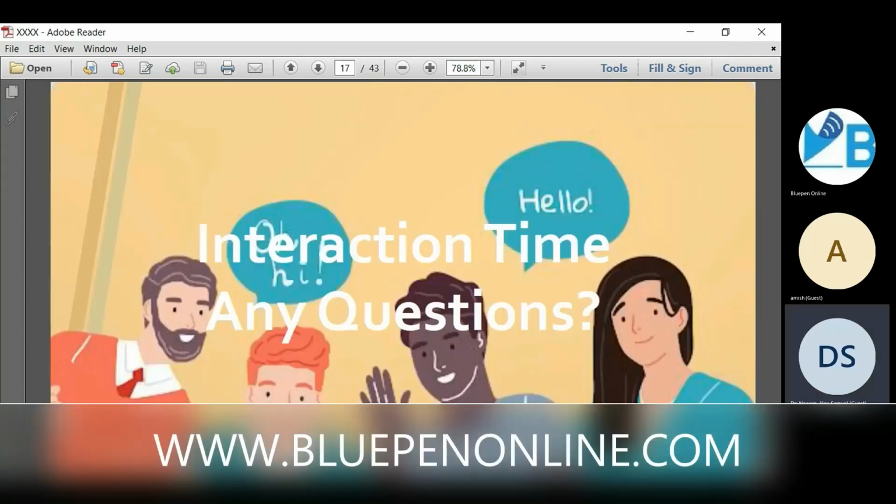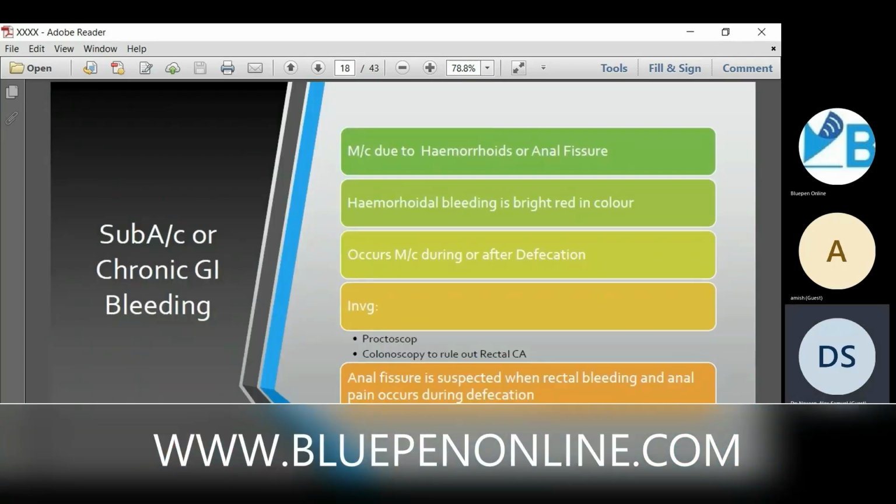Now we'll come to subacute or chronic GI bleeding. That was acute bleeding. Now it is chronic. What did I tell about chronic? There will be small bleeding every day. It is most commonly due to hemorrhoids or anal fissure. You know what hemorrhoids are? Small hemorrhoids to start, then slowly the veins become dilated and big. When the stool passes, there might be a small bleeding spot, but it won't be as much as before.